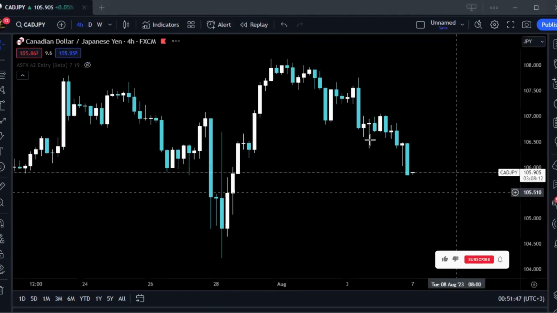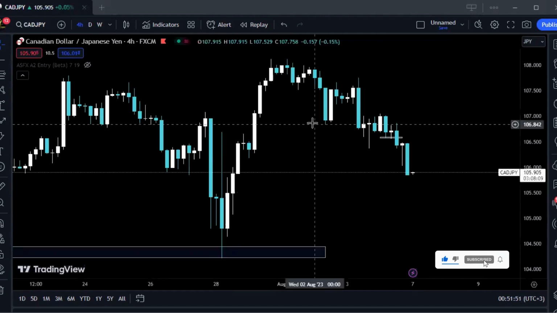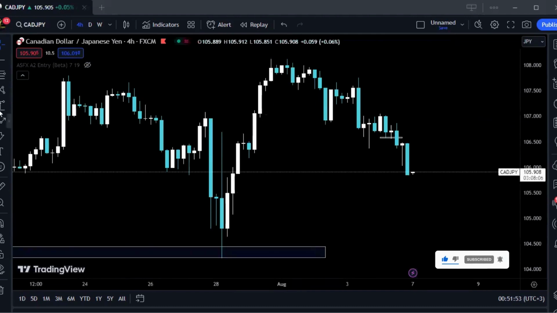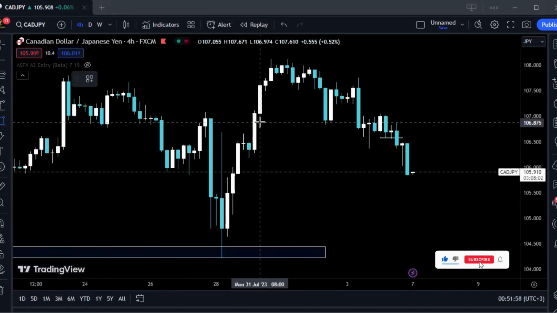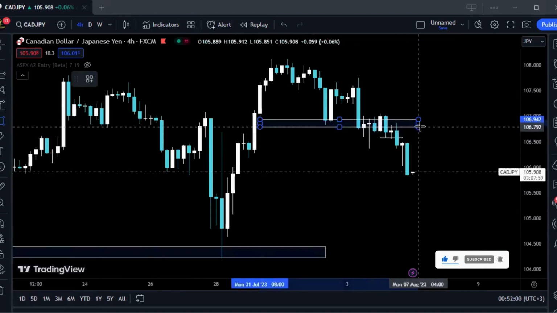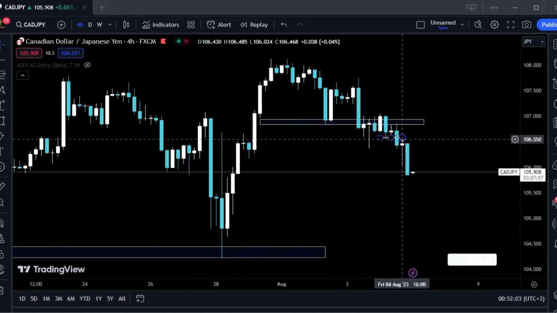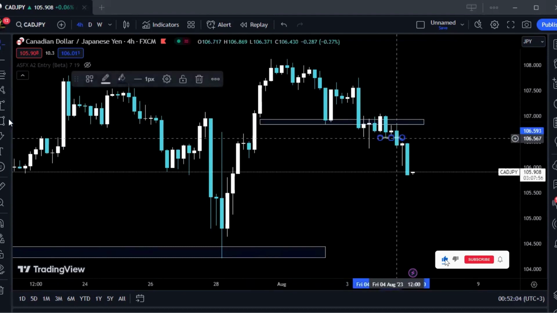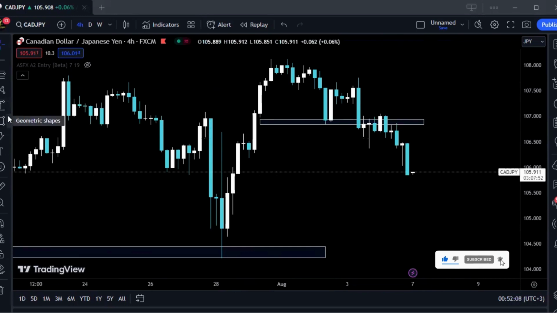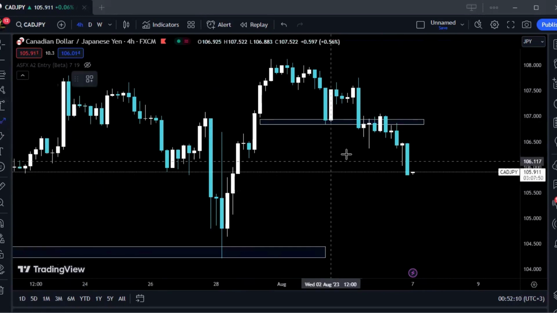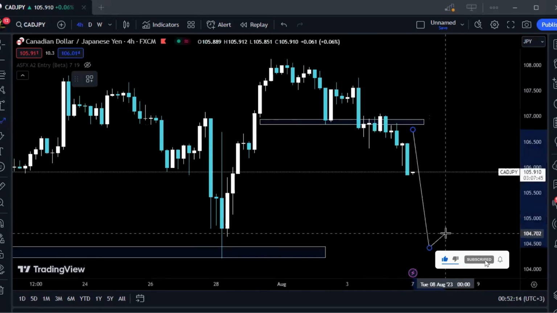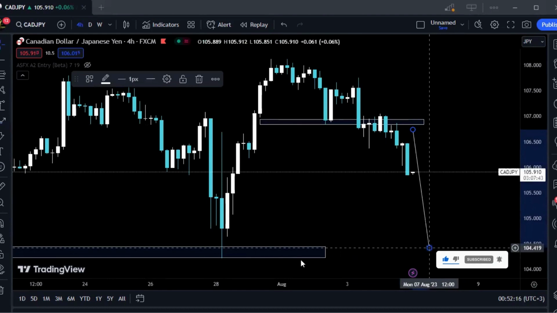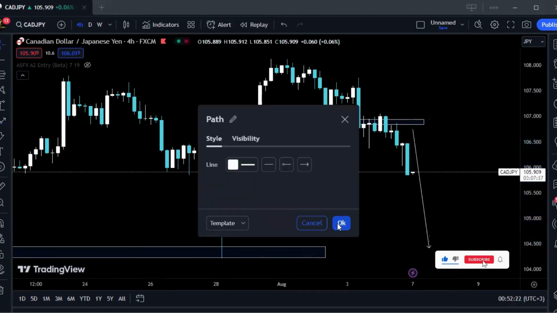Same thing applies with CAD-JPY. Although the structure and the trend has already started taking off, we're obviously anticipating to see prices keep on pushing lower, as this was the most recent low. And prices, we're going to anticipate them to keep on pushing lower until somewhere down here. So that's what I'm anticipating to see happen on CAD-JPY.